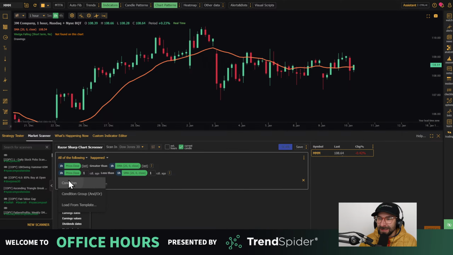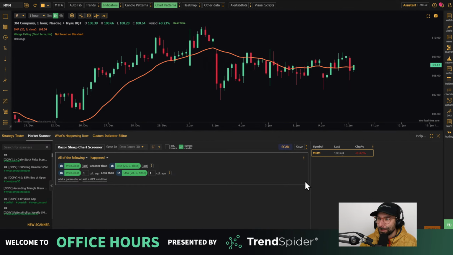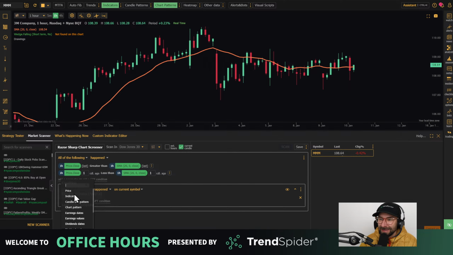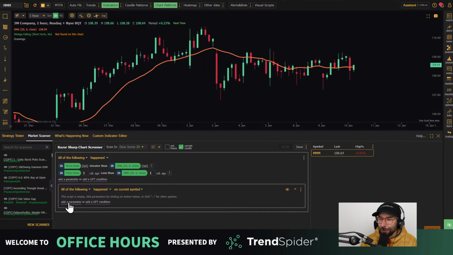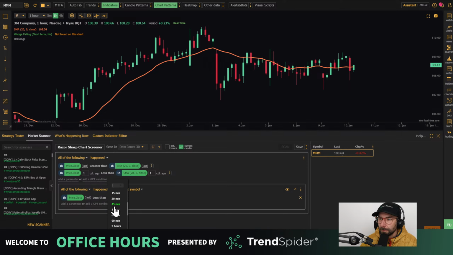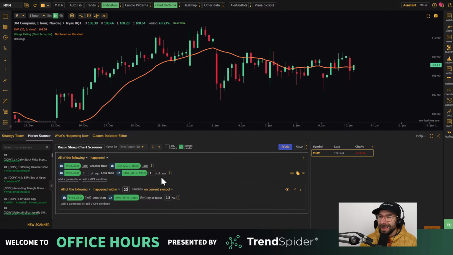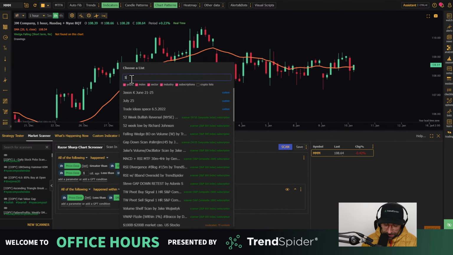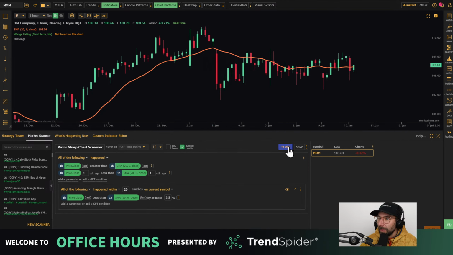So the next piece of this is I would go to add parameter. I'd say condition group. And in this condition group, I would say price closed on the hourly less than this SMA by at least, let's say maybe 2.5%. And I'm going to say happened within, maybe, I don't know, the last 20 candles. This is going to be kind of loose, and we can adjust it further. But I'm going to rerun this scan.